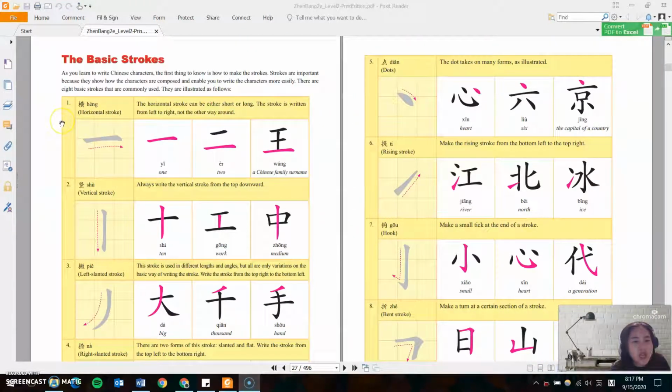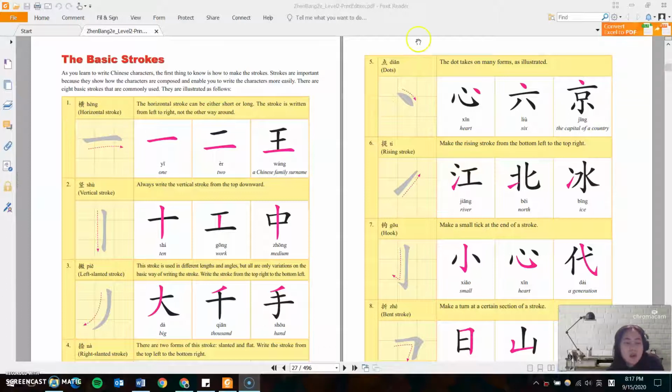Okay, basic strokes. As you learn to write Chinese characters, the first thing to know is how to make strokes. The strokes are very important because they do show how the characters are composed and enable you to write the characters more easily. And of course, I understand if you are a lefty, 我也是, me too, right? There are 8 basic strokes that are commonly used. They're as illustrated as follows.